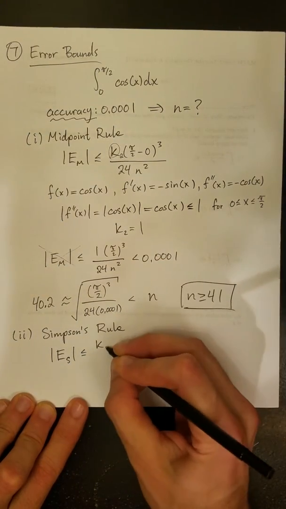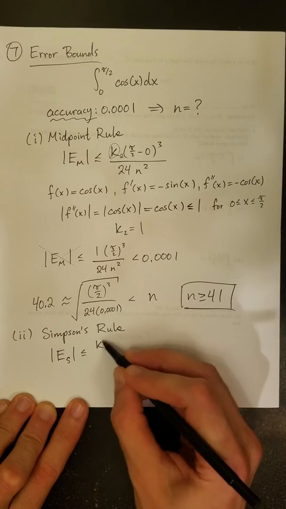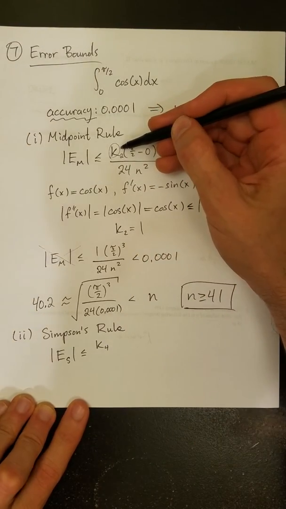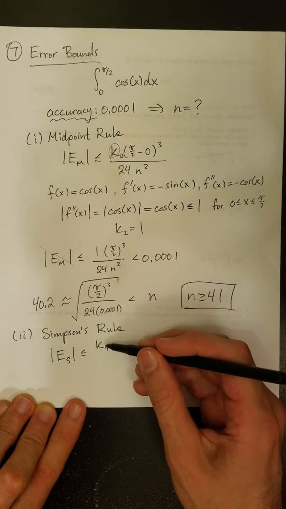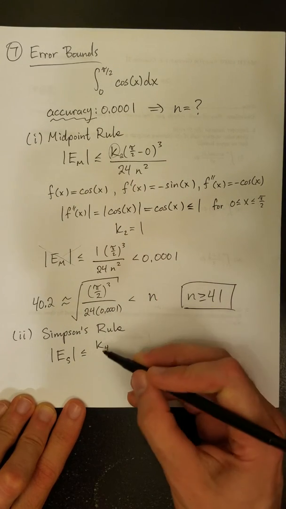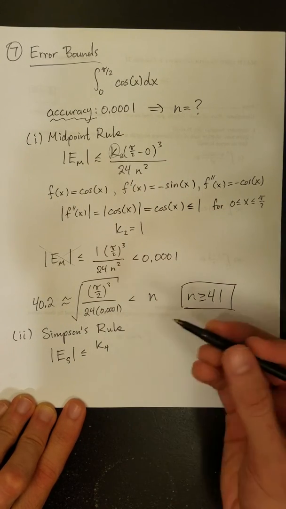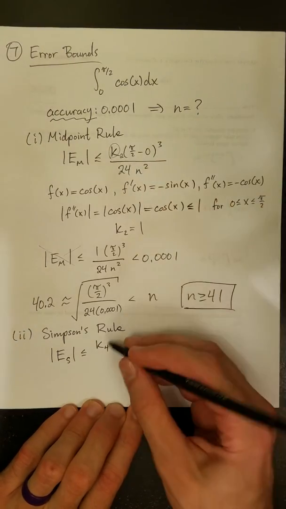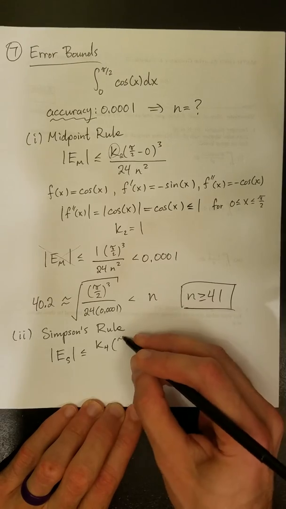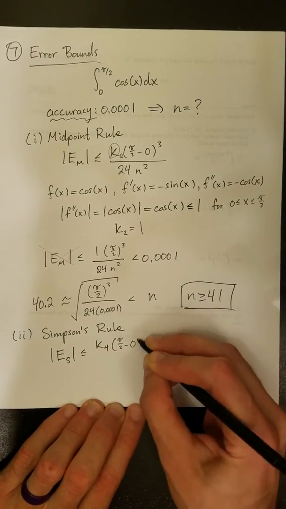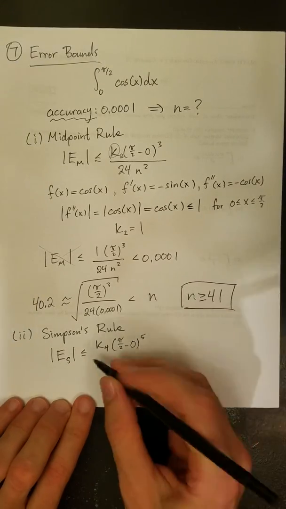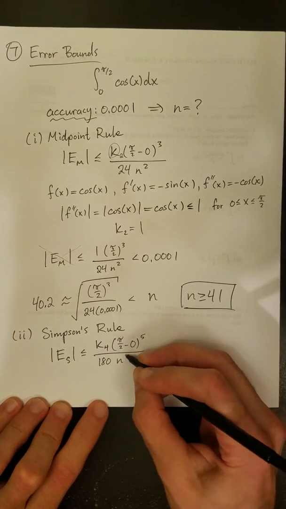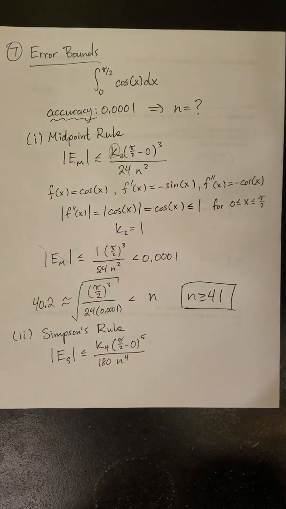So either way, in this case, we need to use a bound for the fourth derivative. That's our K here. With the midpoint rule, it is a bound for the second derivative. For Simpson's rule, it's a bound for the fourth derivative. So maybe you want to write K sub 4 or something along those lines. The length of the interval still appears, but with a different power. So it'd be (pi/2 minus 0) to the power 5 here. And then we divide by some factor like 180 and n to the power 4.